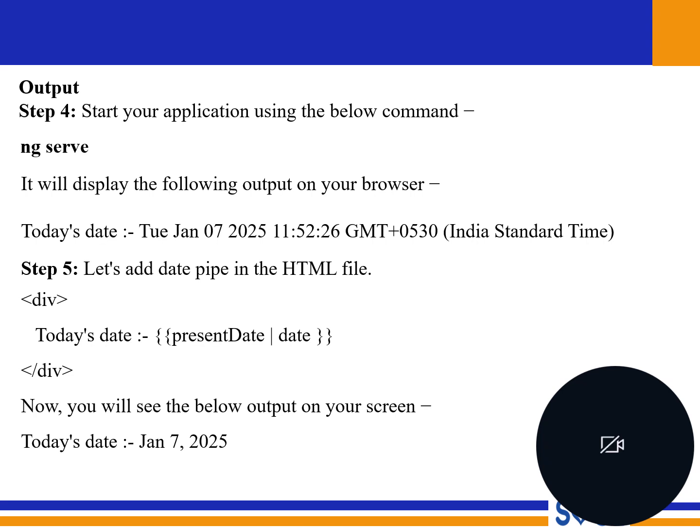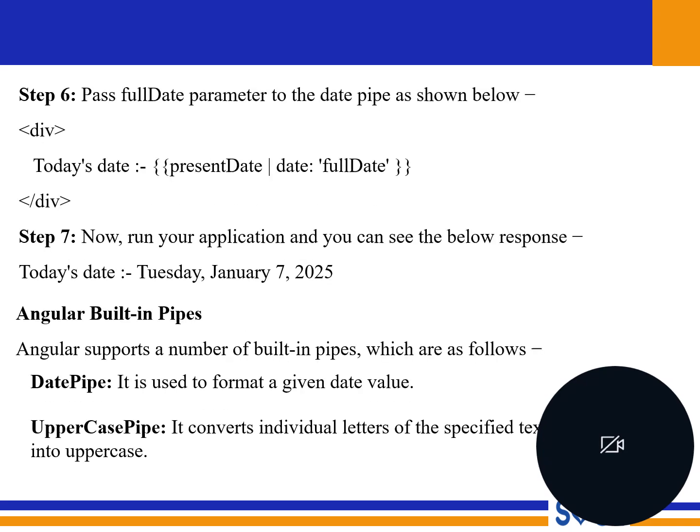In step 5, let's add the date pipe in the HTML file. So now you will see the below output on your screen. So today's date only, we got the output. In step 6, pass the full date parameter to the date pipe. If it is given, it will show the present date as well as the full date. So now you can run your application. This is the response: Tuesday, today's date is January 7, 2025.